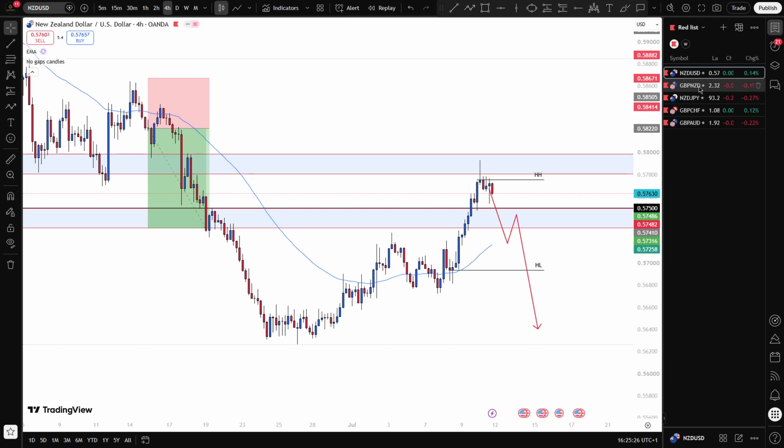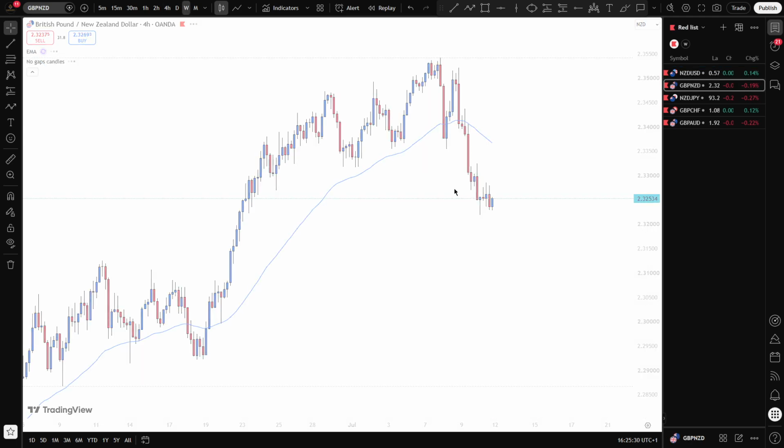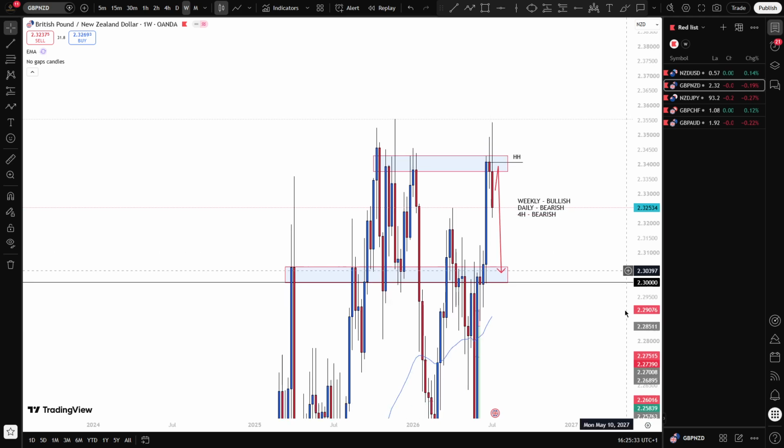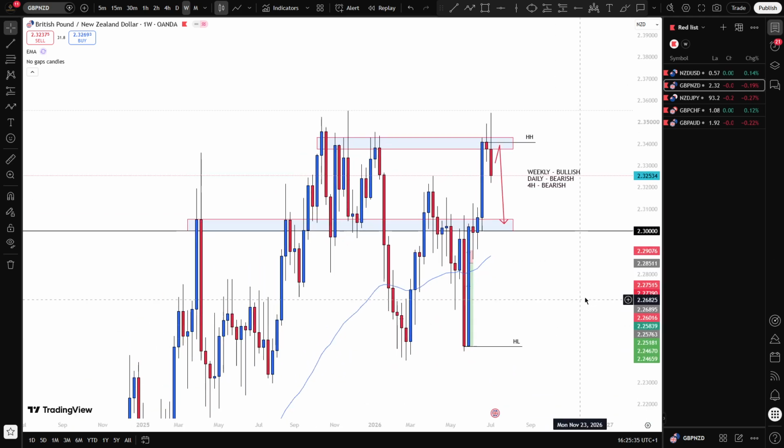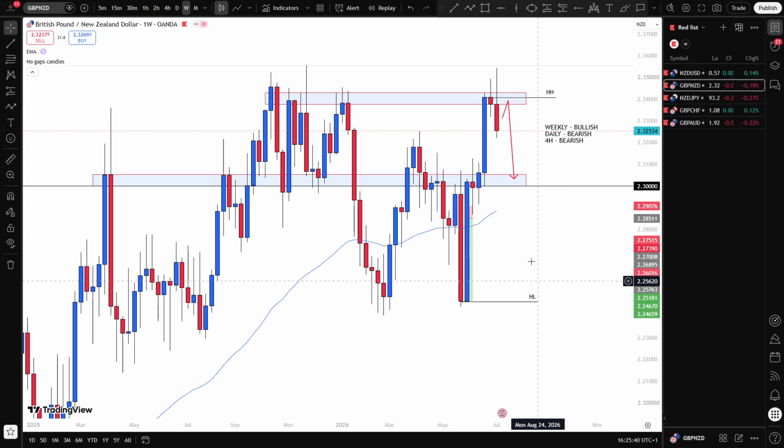So the next pair is GBP NZD. On the weekly time frame, you are clearly bullish. This is the higher high and this is the higher low. So I want the weekly time frame to have a pullback to this valid area of interest, because if you look to the left, price has rejected this zone 1, 2, 3, 4. So it's more likely to come to this place and continue the buy to the upside.